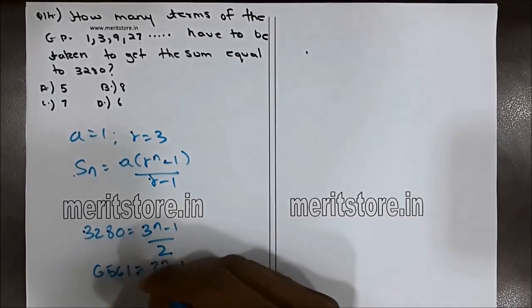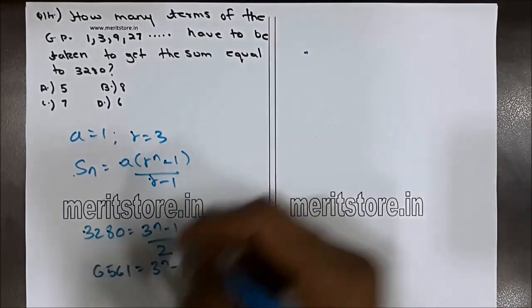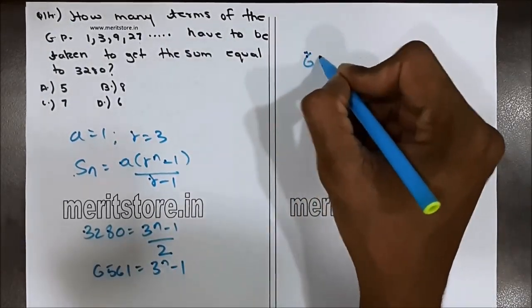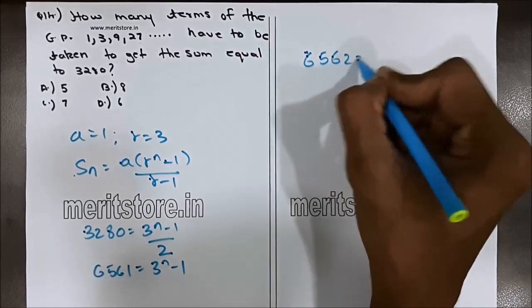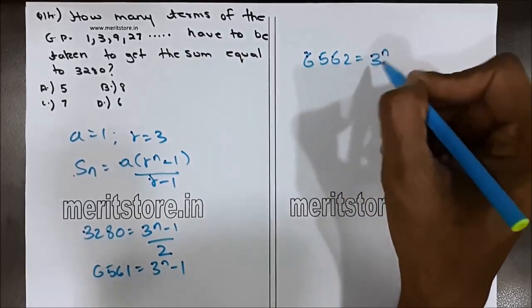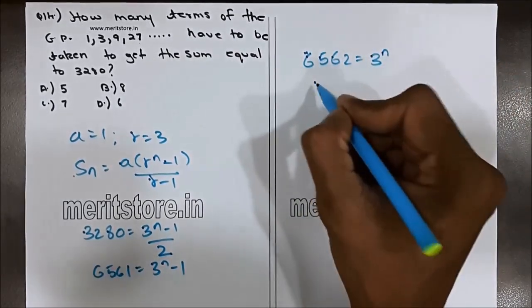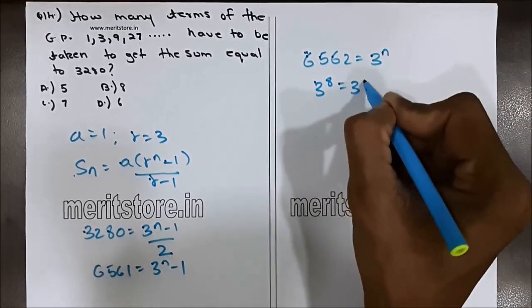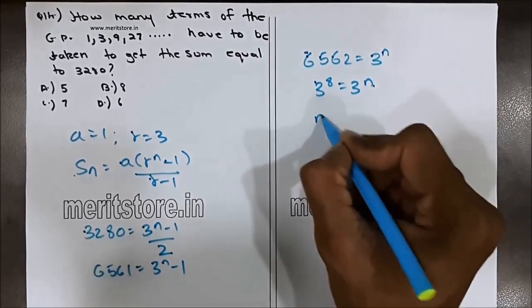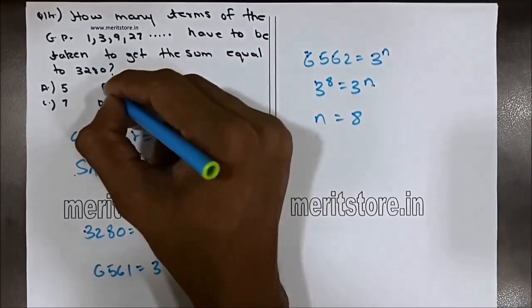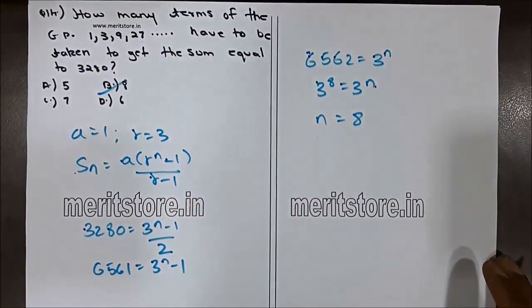We shift minus 1 over to the left hand side, we get 6562 is equal to 3 raised to n. We can write this as 3 raised to 8, which is equal to 3 raised to n. Therefore we compare this, we get n is equal to 8, which is our option B. Therefore option B is the correct answer.